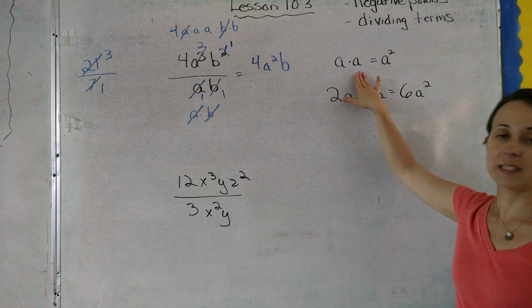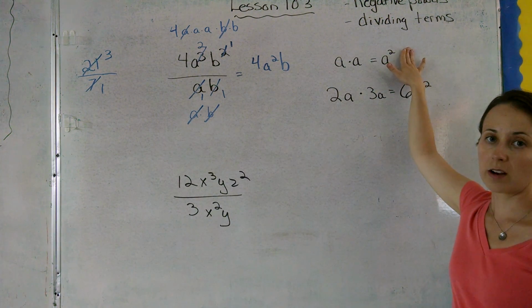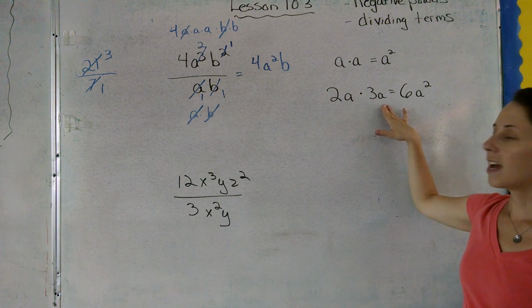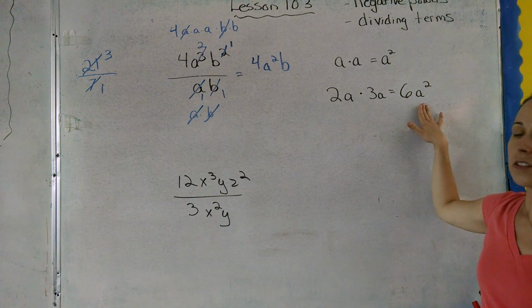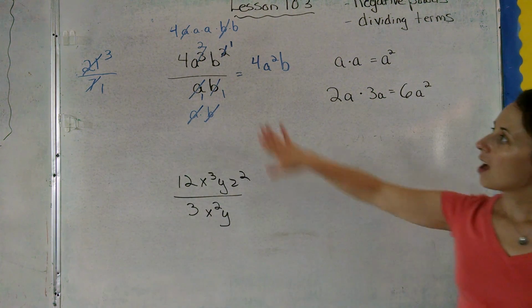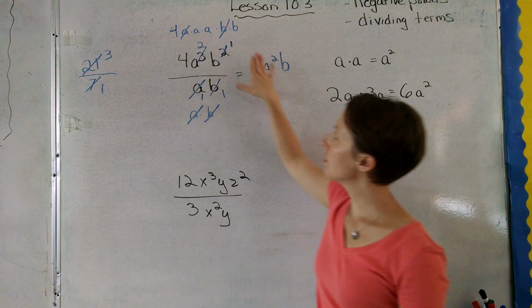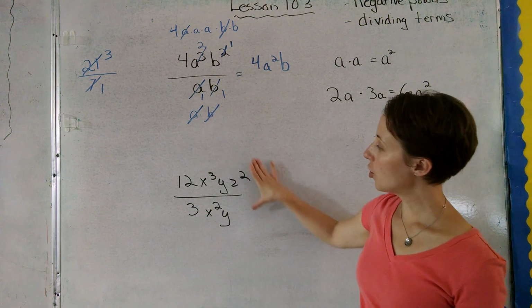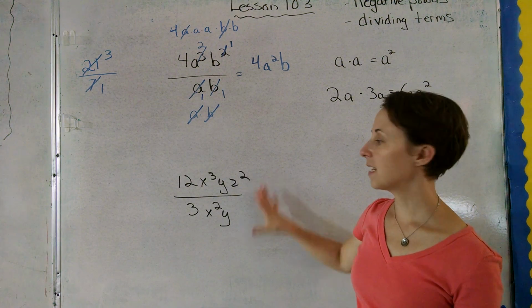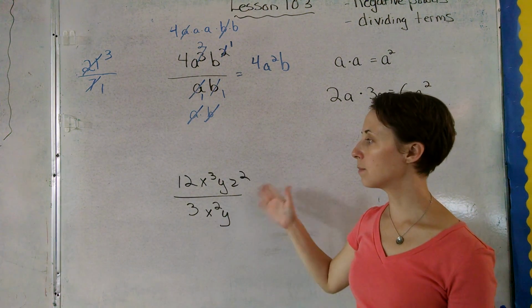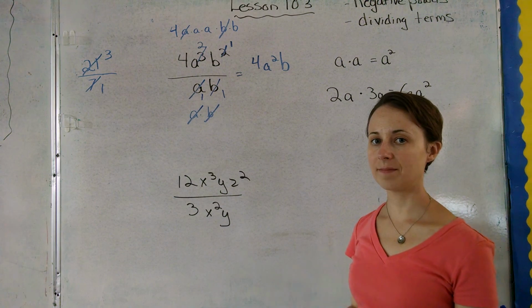For example, a times a is more simply written a squared. 2a times 3a is more simply written 6a squared, excuse me. This problem is more simply written as this. On your paper, see if you can write this in a simpler form. Cancel out as much as you can and see what you're left with.